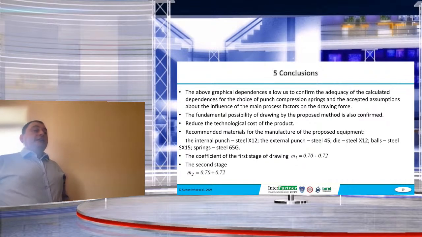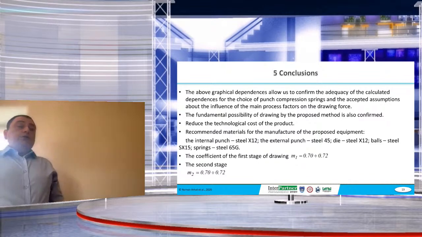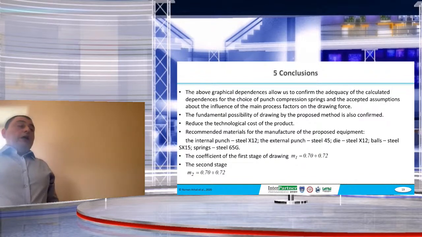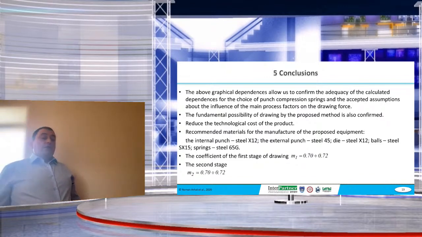The technological calculation, as in the example above, makes it possible to move on to the design and calculation of the die and power spring on the punch, which contributes to the manufacture of high-quality parts, reduces labor cost, and eliminates the use of a double-acting press. These measures will ultimately reduce the technological cost of the products. Thanks for your attention.